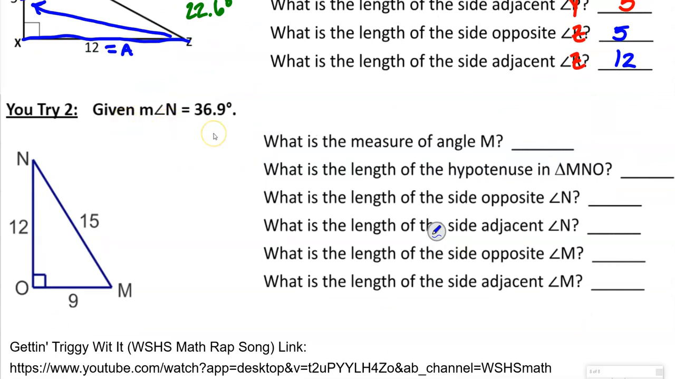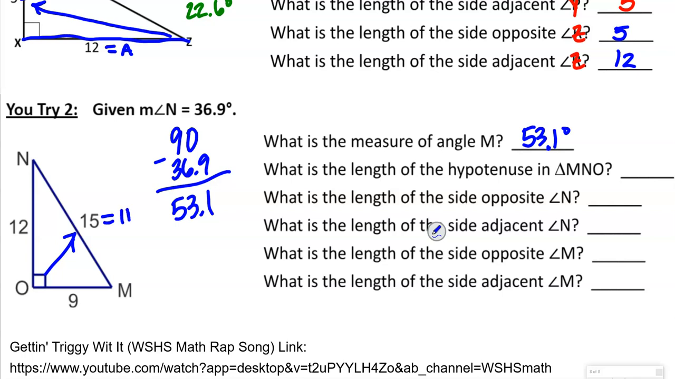So then it says, given that the measure of angle N is 36.9. Now we should know that N plus M is 90. Okay, so go ahead and do this. Come back to me when you're done. Okay, so for this one, I'm going to do 90 minus our 36.9. I'm doing it on a calculator right now, y'all. That's 53.1. So this is going to be 53.1 degrees. Right? Okay?